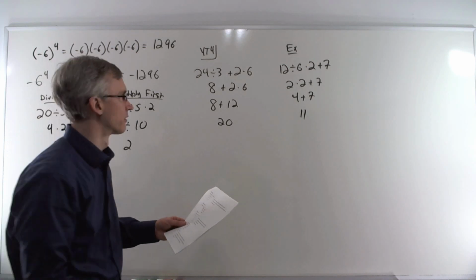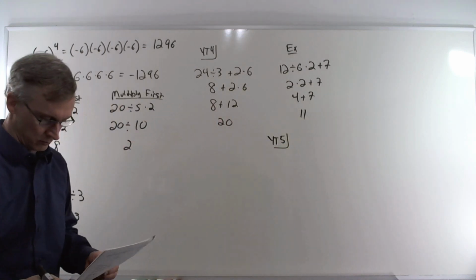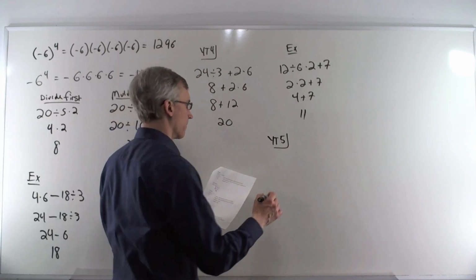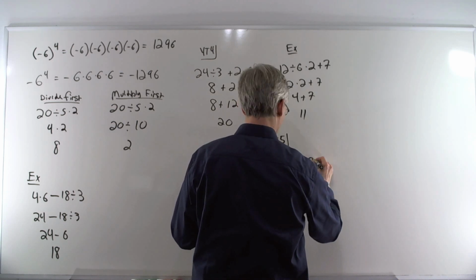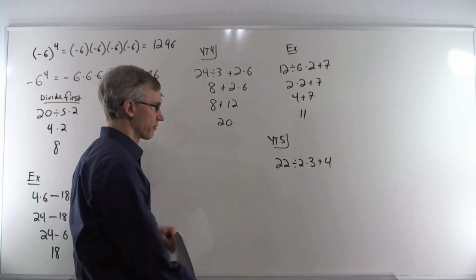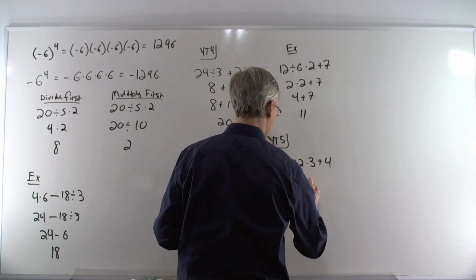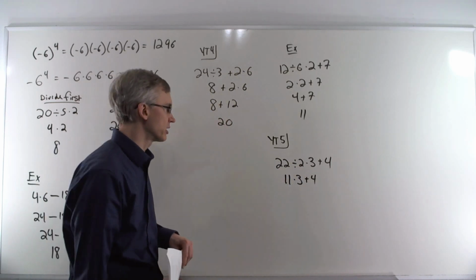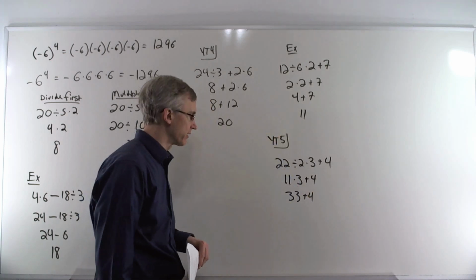Your turn, number 5. All right, starting from the left, we've got division here. 22 divided by 2 is 11. So that gives us 11 times 3 plus 4. Now do the multiplication. 11 times 3 is 33. Plus 4. And then finally the addition to get 37.